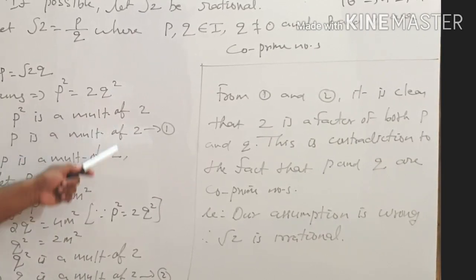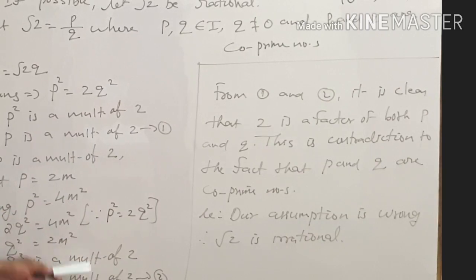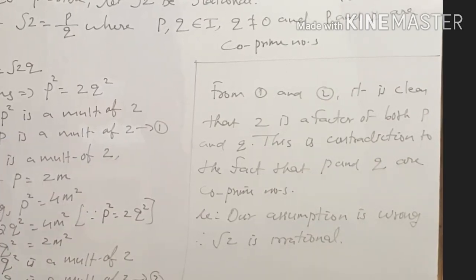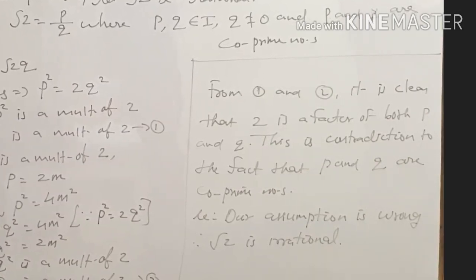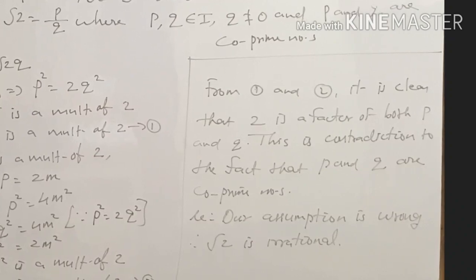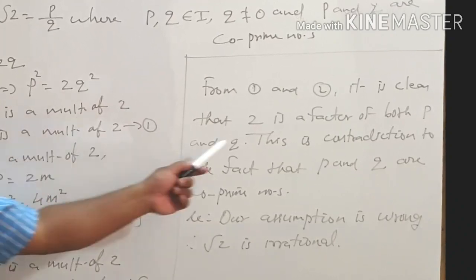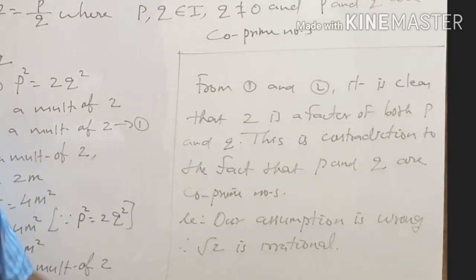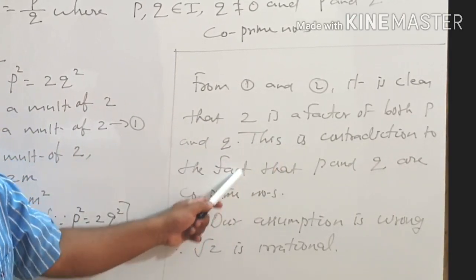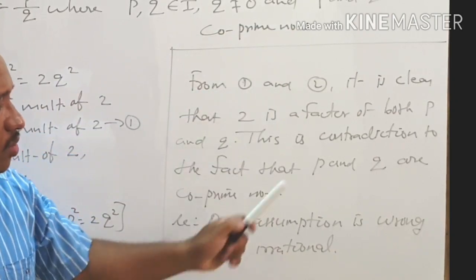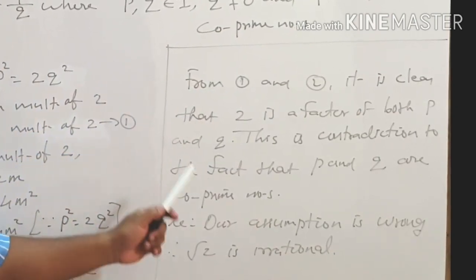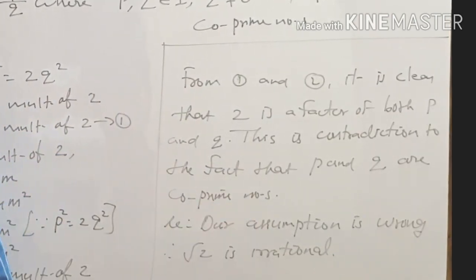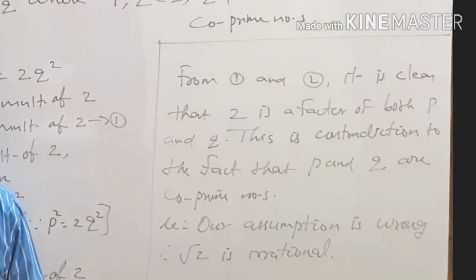So, from the first statement and second statement, it is clear that p and q both are multiples of 2. That is, 2 is a factor of both p and q. This is a contradiction to the fact that p and q are co-prime numbers. Therefore, our assumption is wrong. That is, root 2 is irrational.